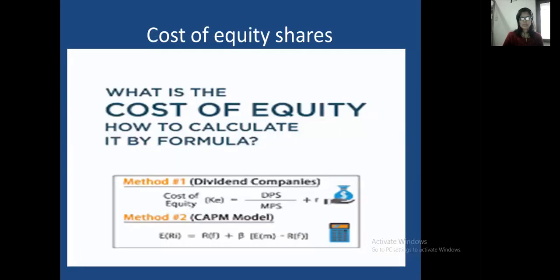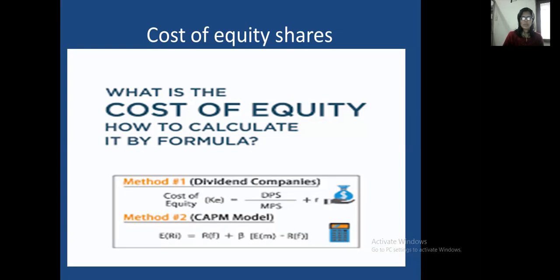Next is what is cost of equity. Cost of equity shares. Actually, equity shares are those shares which provide special rights to your investors that they can participate in important decisions. They are having the right of equity holders. So that's why we are saying that these shares are the owners fund. These shares provide us owners fund.